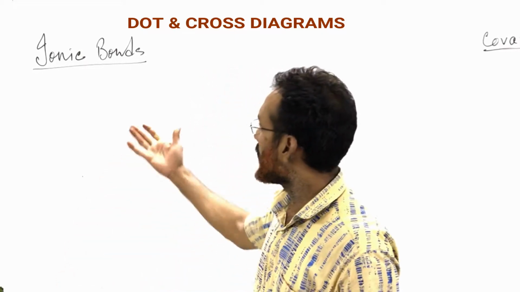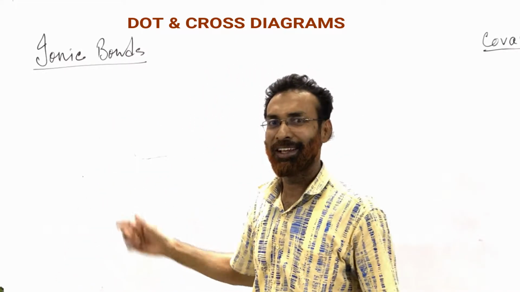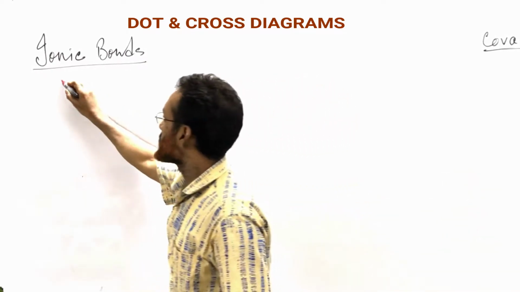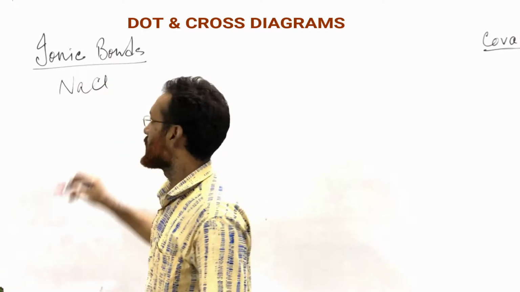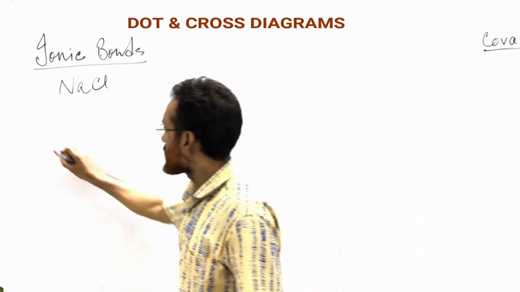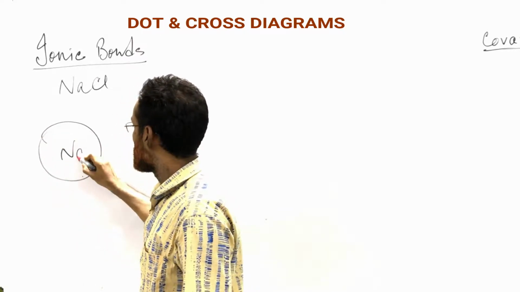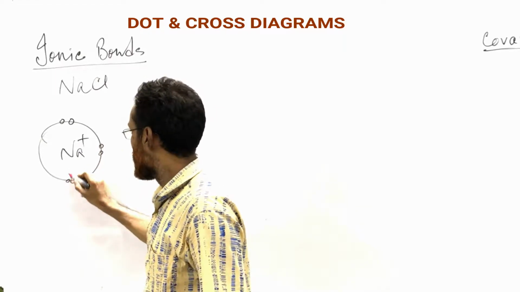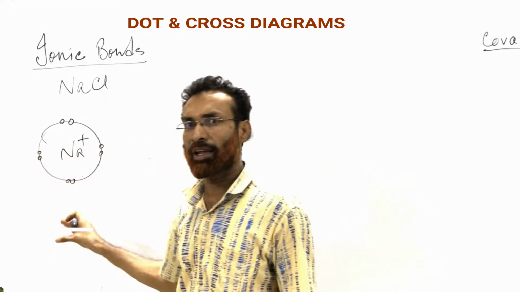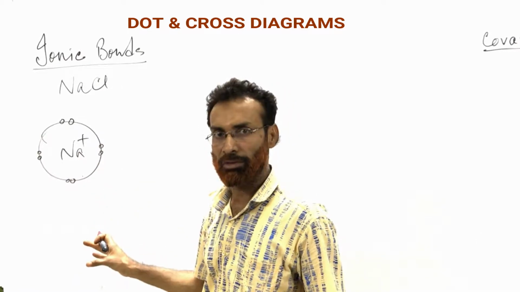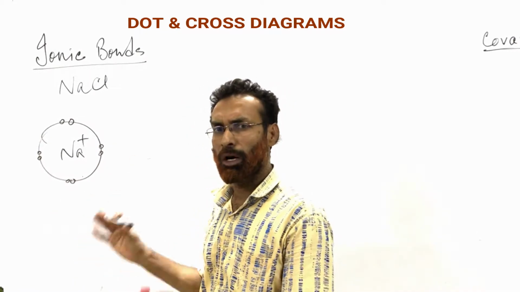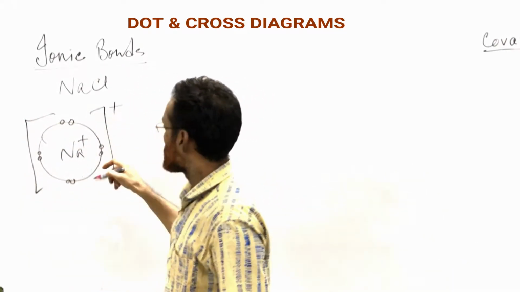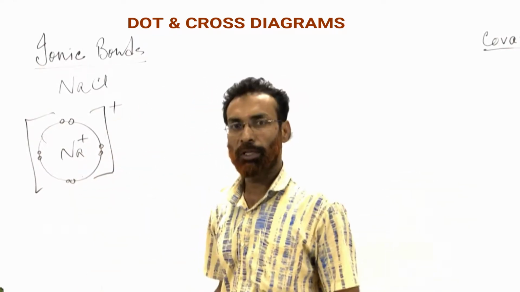The most common example for ionic bonds is sodium chloride. Let's draw the dot and cross diagram of sodium chloride first. NaCl is the formula of sodium chloride, and I'm drawing its dot and cross diagram here. Consider this is sodium, and 1, 2, 3, 4, 5, 6, 7, 8. I'm giving 8 dots as 8 electrons in its outermost shell. Here we are going to draw only outermost shell electrons. This has 8 electrons in its outermost shell after losing an electron, so we are giving it a +1 charge.